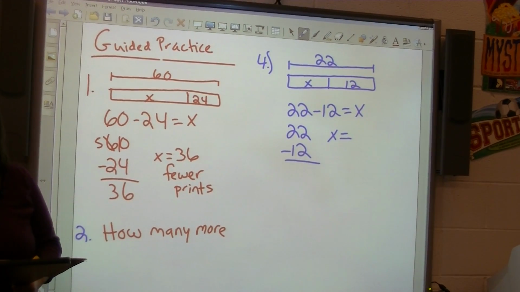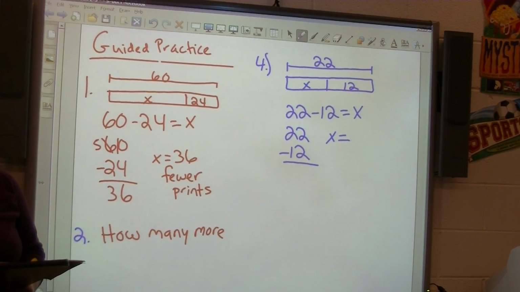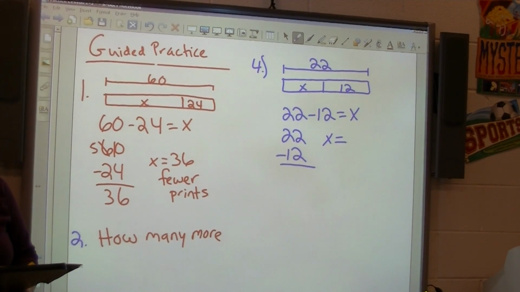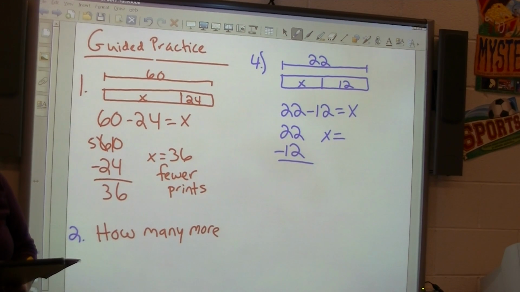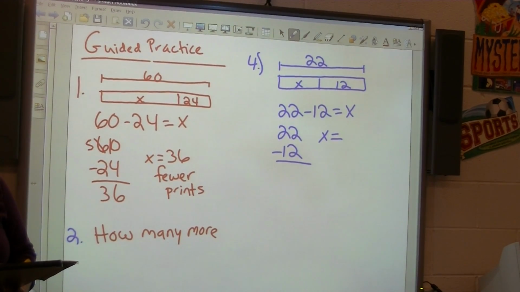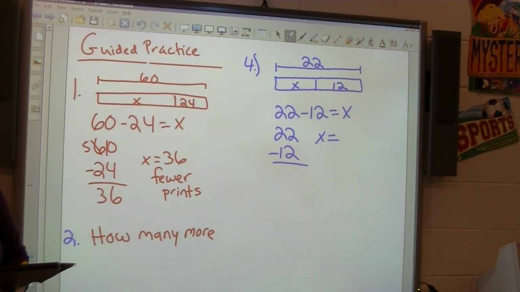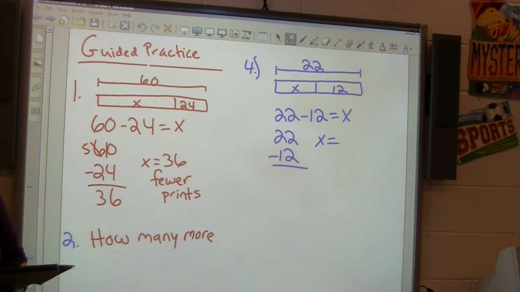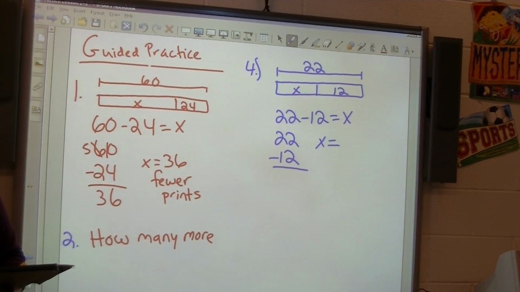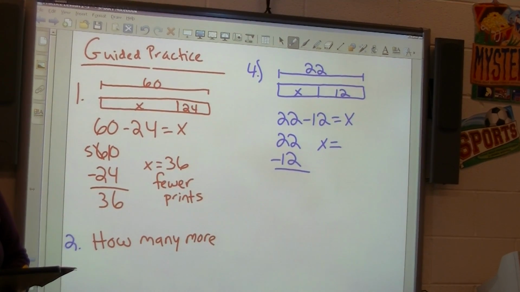So I want you to go down now to independent practice number 4, where it says copy and complete the picture. Then write an equation and solve. Read with me and then take your notes, please. Number 4, Rose needs 22 tacos for a party. She has made 12 tacos so far. How many more tacos does Rose need to make?